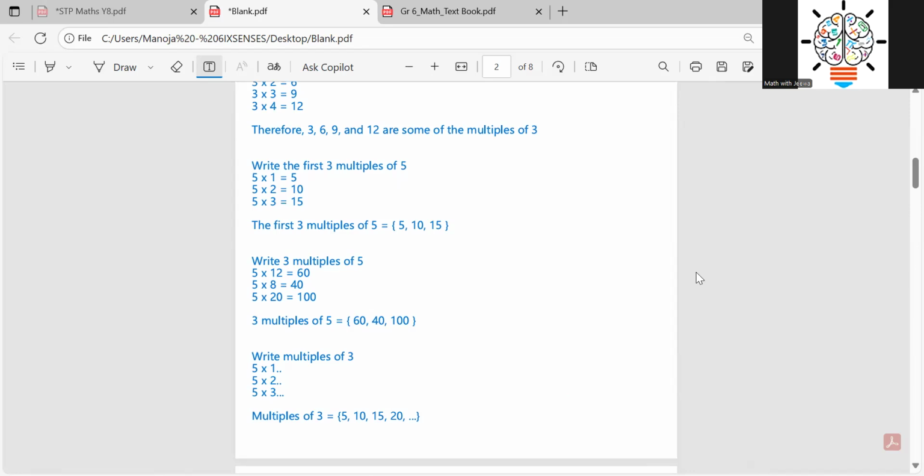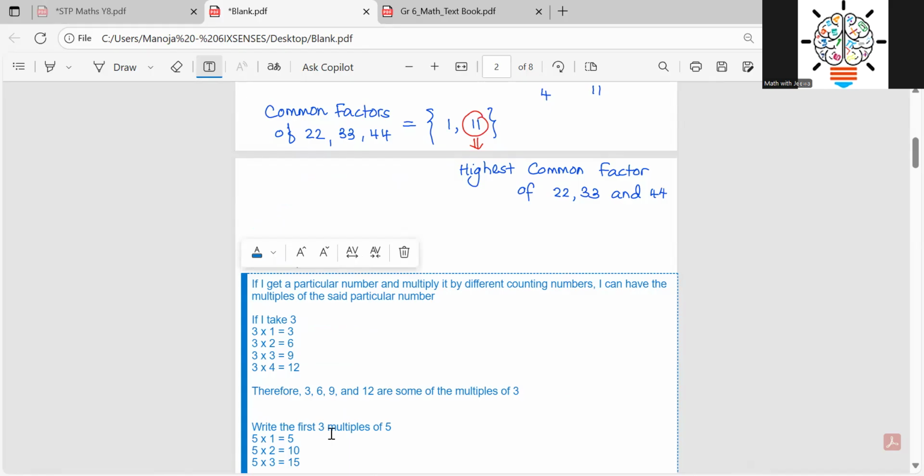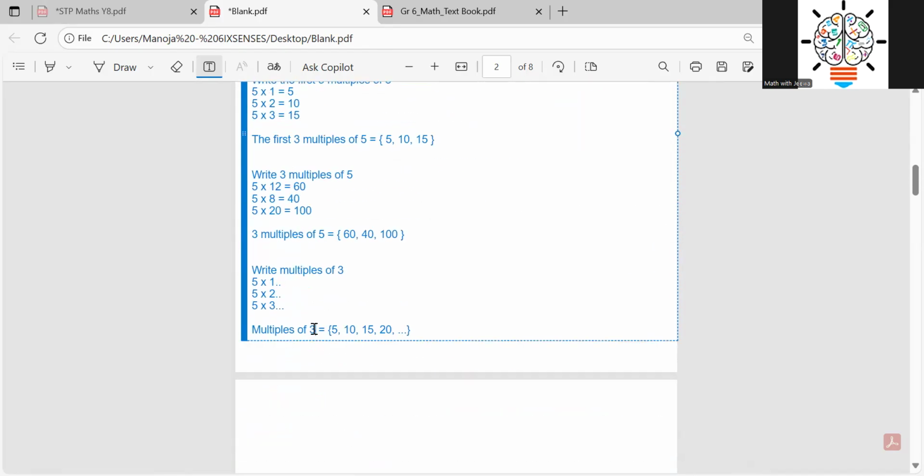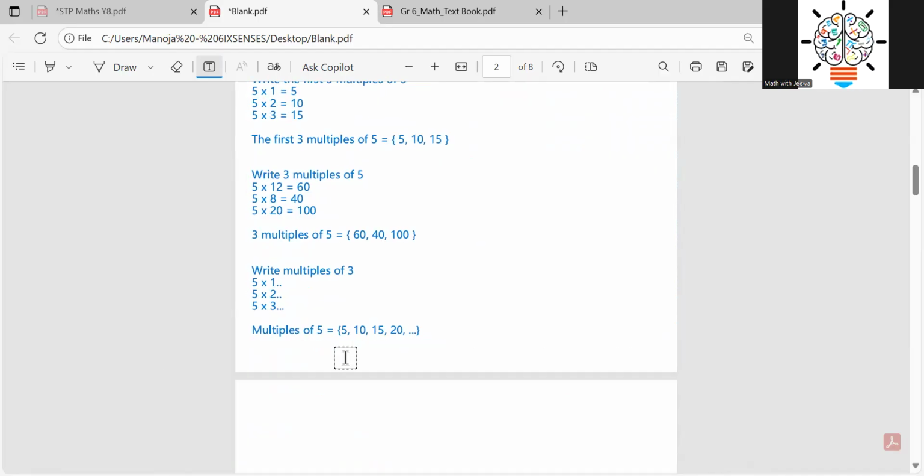And the next one, they just say write multiples of 5. They have not mentioned whether I can list down 2 multiples, 4, 5, 6, anything, because they have not given a number. So here I just listed down the 4 multiples of 5, right? Okay, so we can write it like this. These are the different ways that we can have the question.